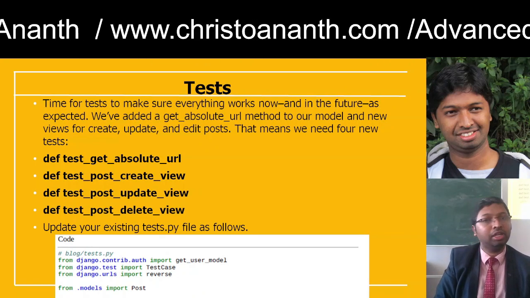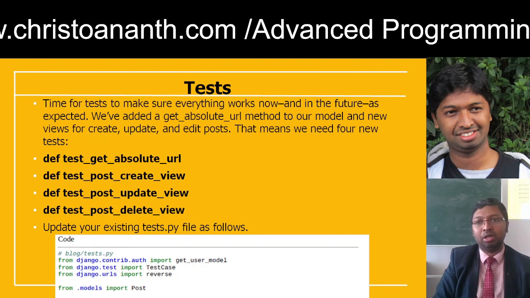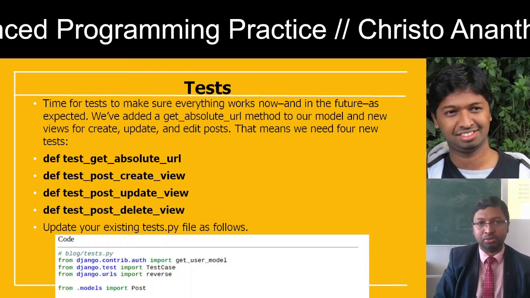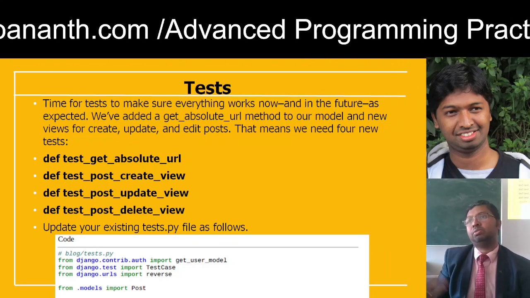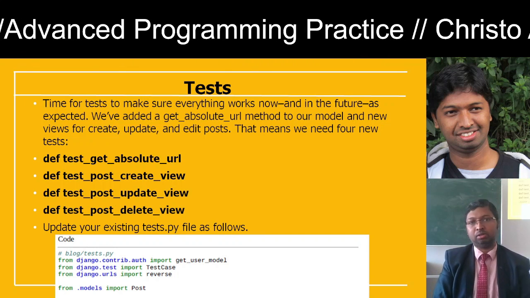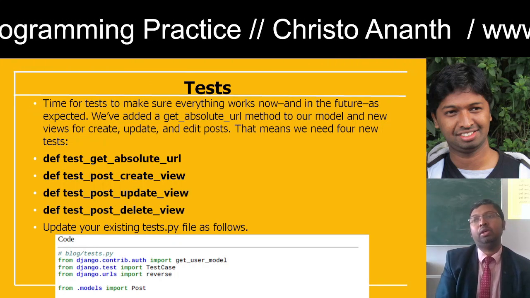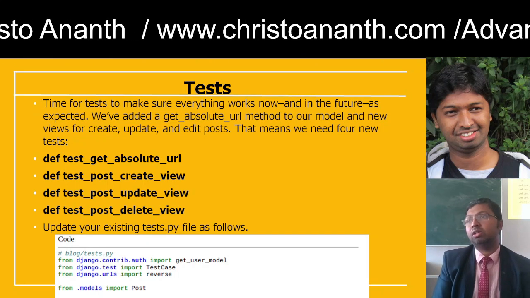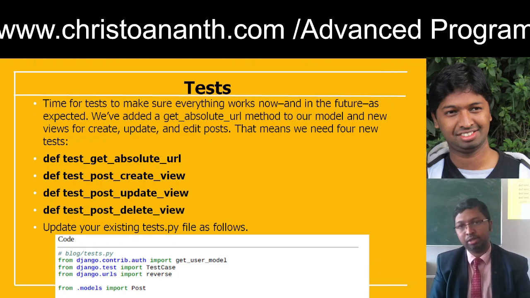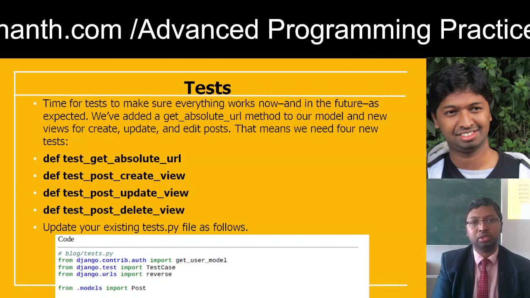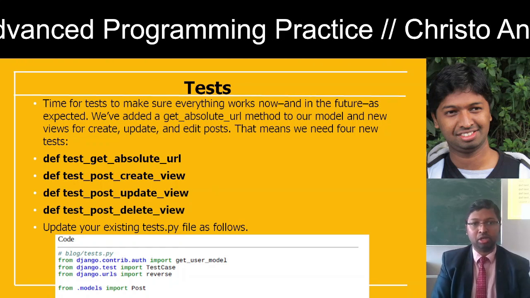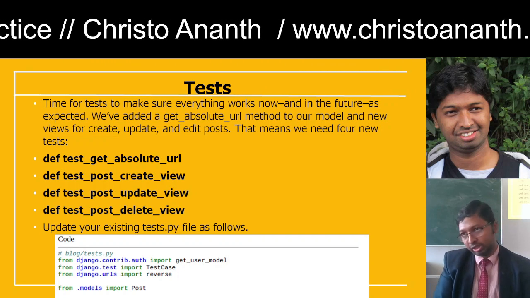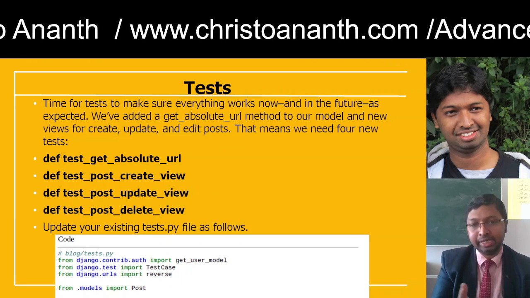So here we have already added the get absolute URL method to our model, and the new views for create, update, and delete post. So for the present as well as for the future, we now conduct the test also. If you remember, we added the get absolute URL method for the model and new views for create, update, and delete post. So we had four new tests: one defines test get absolute URL method, and then test post create view, post update view, and post delete view. So now you have to update the existing test.py file.